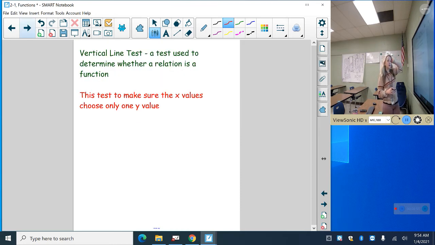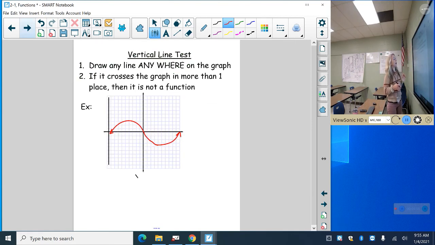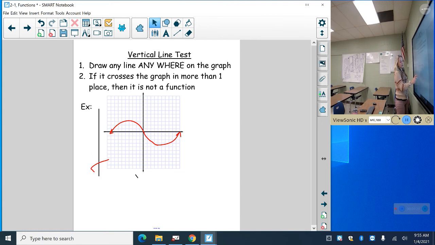Now, another way to do it, let's say we have a graph, and we need to decide if the graph is a function. We want to do something called the vertical line test. If we remember what a vertical line is, it's a line that is straight up and down. The test is to make sure the x values choose only one y. So what you're going to do is take this vertical line, here's my vertical line right here. My function is in red. Let me erase that line I just made.